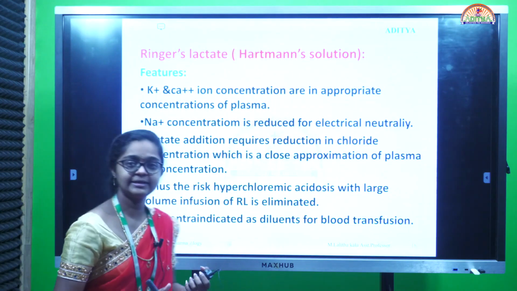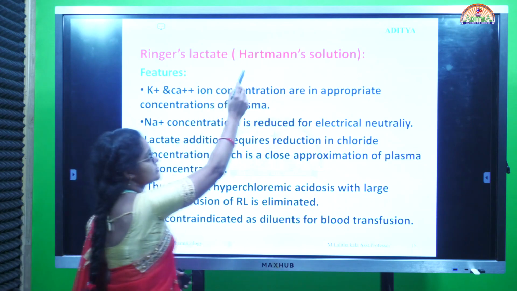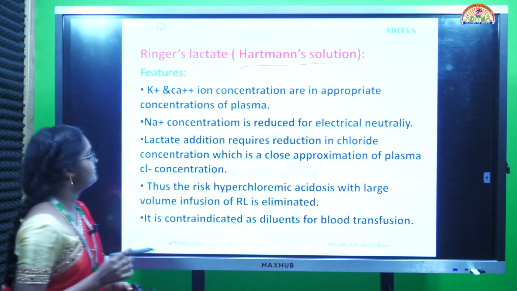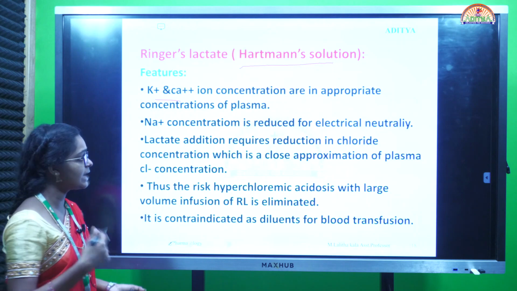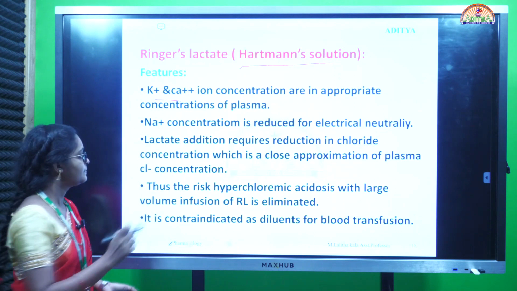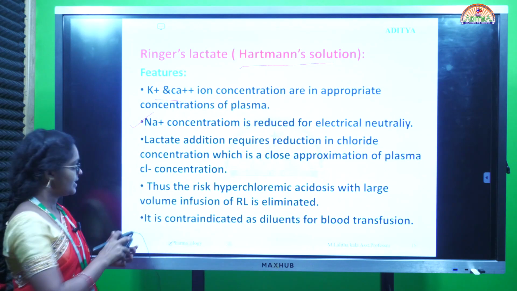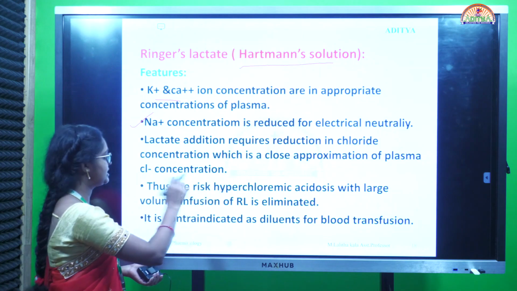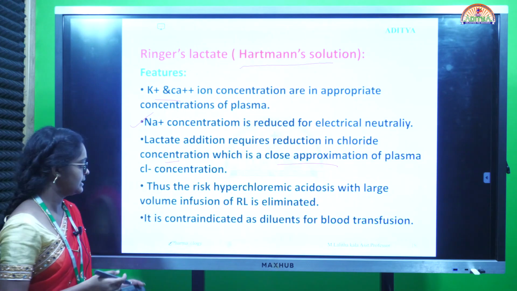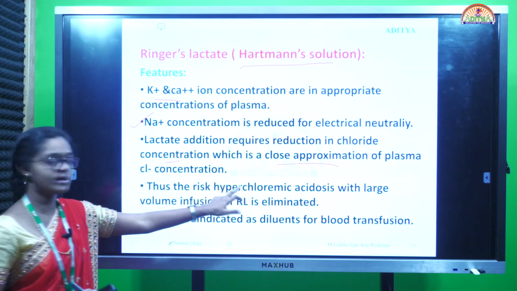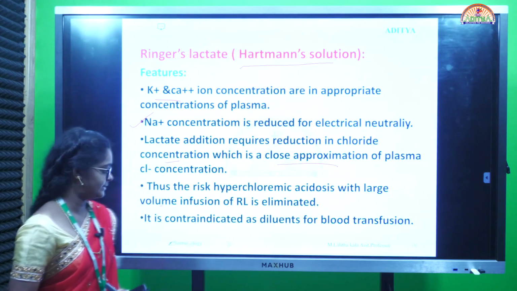Next, we have completed normal saline. Next, we are going to discuss Ringer's lactate. Ringer's lactate is also called Hartmann's solution. Features of Ringer's lactate: potassium and chloride ion concentrations are in appropriate concentrations to plasma. Sodium concentration is reduced for electrical neutrality. Lactate addition requires reduction in chloride concentration, which is a close approximation of plasma chloride concentration. Thus the risk of hyperchloremic acidosis with large volume infusion of Ringer's lactate is eliminated.